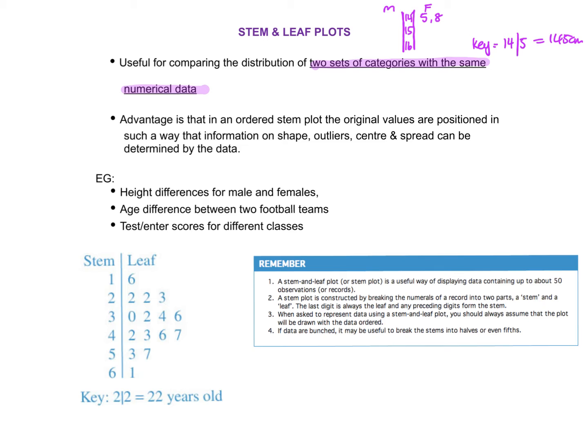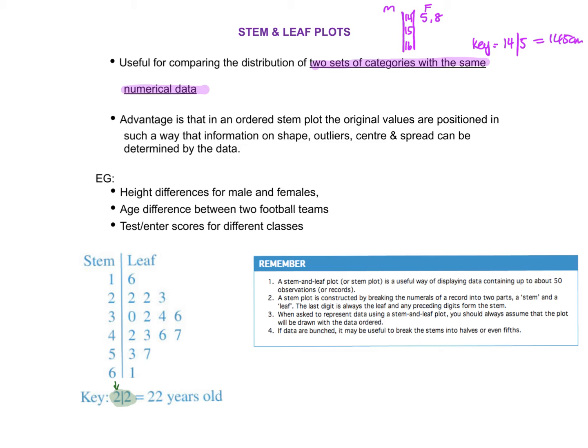Okay, so the advantage of an ordered stem and leaf plot is that the values are positioned in such a way that you can see the shape, if there's outliers, and also the spread. If you have a look here, here's the stem and leaf. Down here they've told me the key. If I have a 2 in the stem, that means a 20, and the 2 is the leaf, the unit, so it means 22.